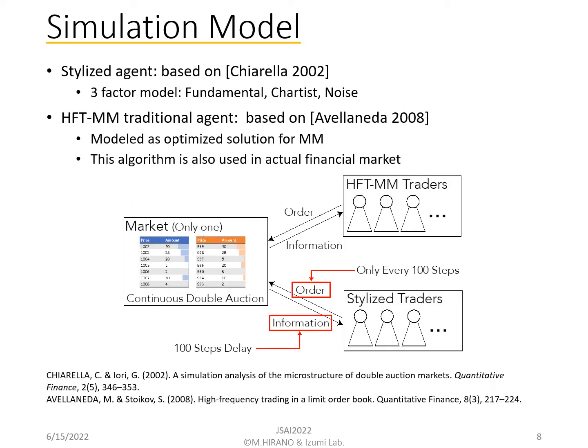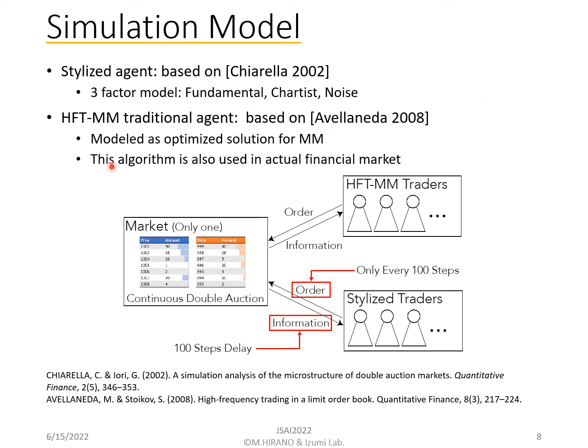Next, I'll talk about the simulation model. In our simulation model, there are two types of agents and one market. The two types of traders are standard traders and HFTMM traders. The standard trader agent is based on previous work, and this trader makes orders based on three factors: fundamental, chart, and noise. Another trader, called the HFTMM traditional agent, is also based on previous work.